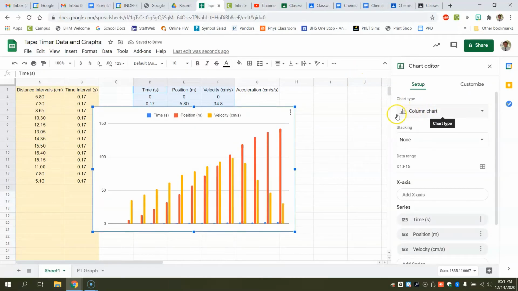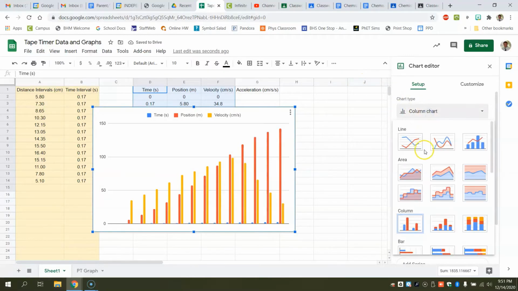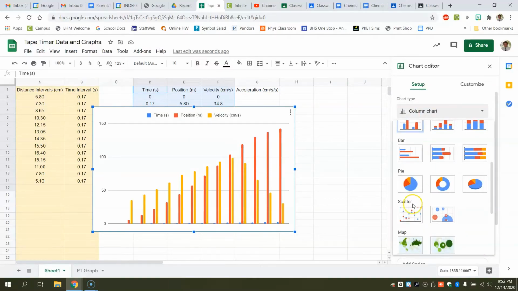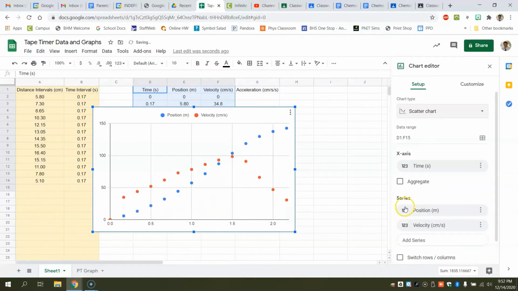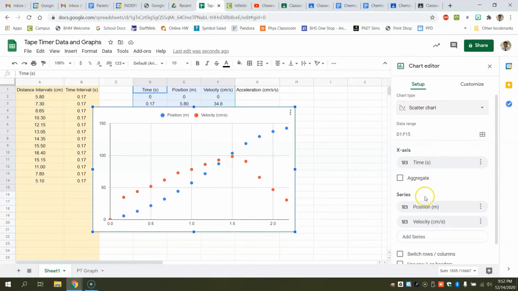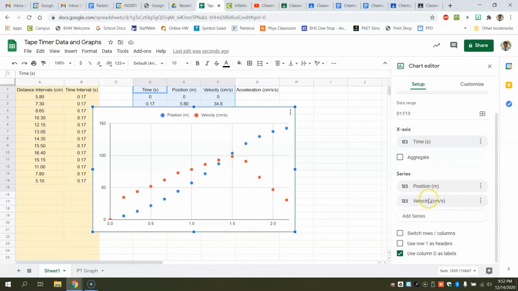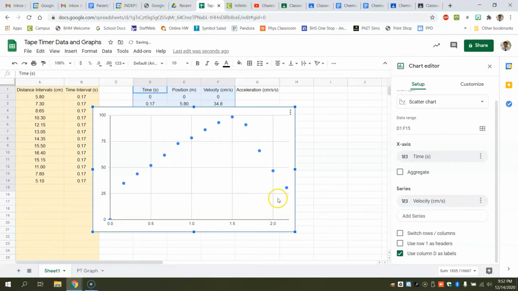Now this one didn't give us that scatter chart. So we're going to go back under the chart type, choose scatter. And we've got our time as the x-axis. And now we've got position and velocity. So we're going to get rid of that position data. We're going to go to the three dots and then remove that. So now we have our data here. The only thing it didn't do was give us our title and our label for the axes.